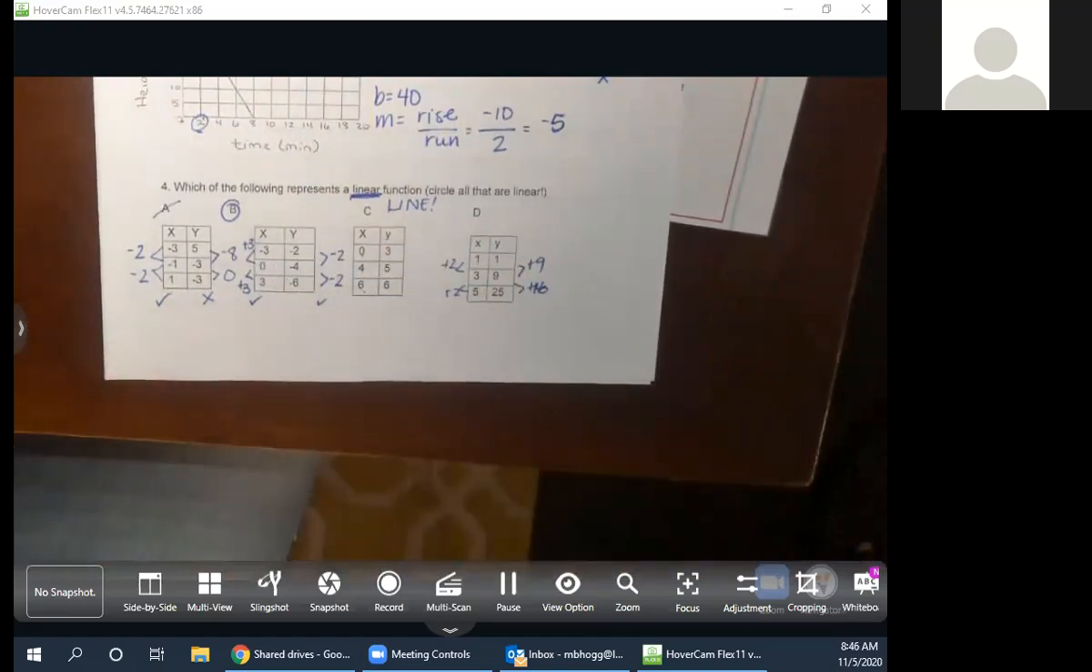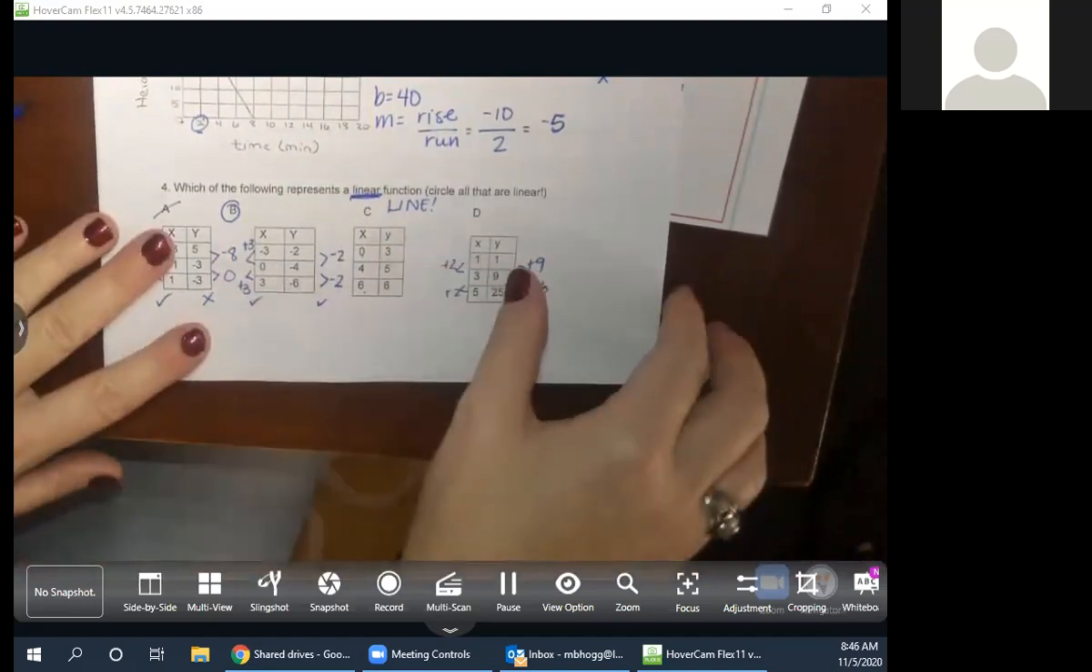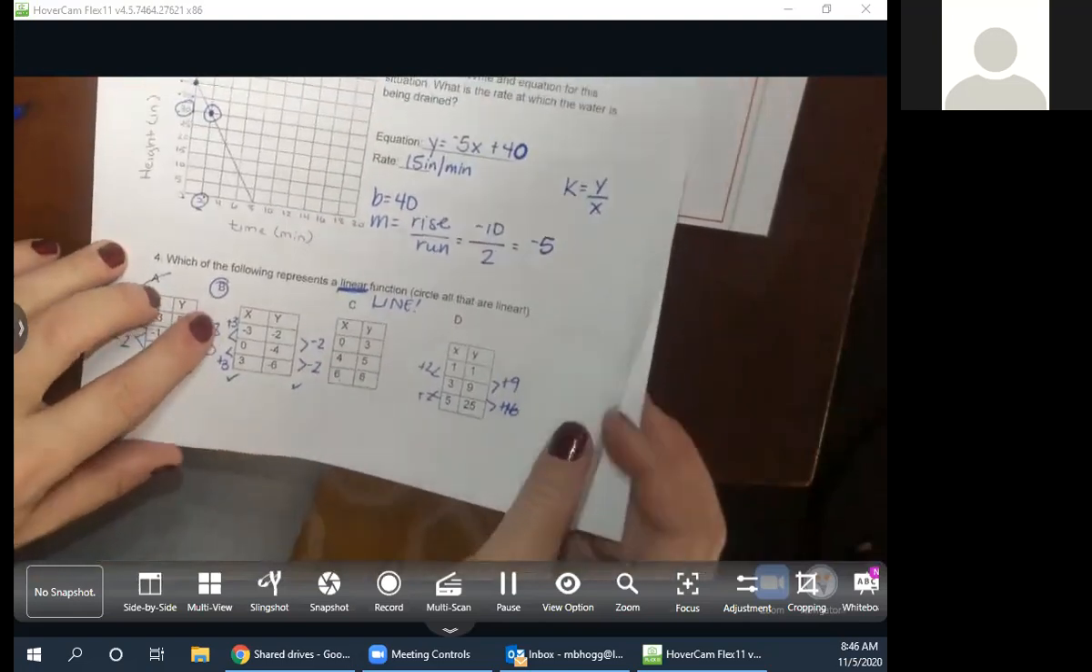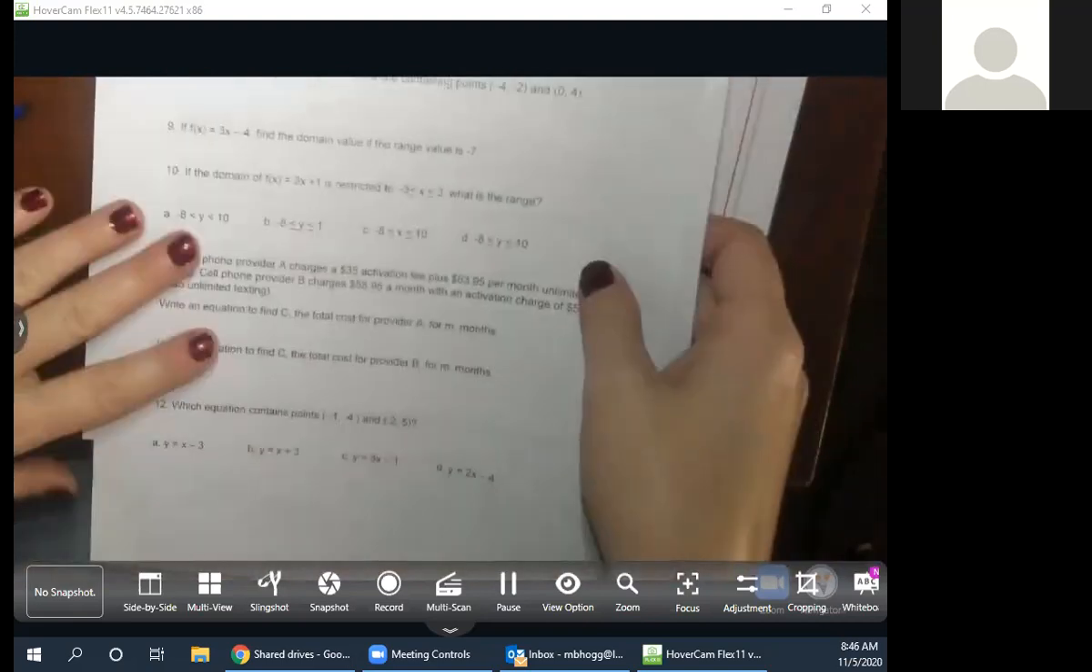I know that's not from this unit, it's from last unit, but it's something that we're trying to recycle back into tests so that you guys see it often, so you're prepared for your EOC. Okay, number 5.